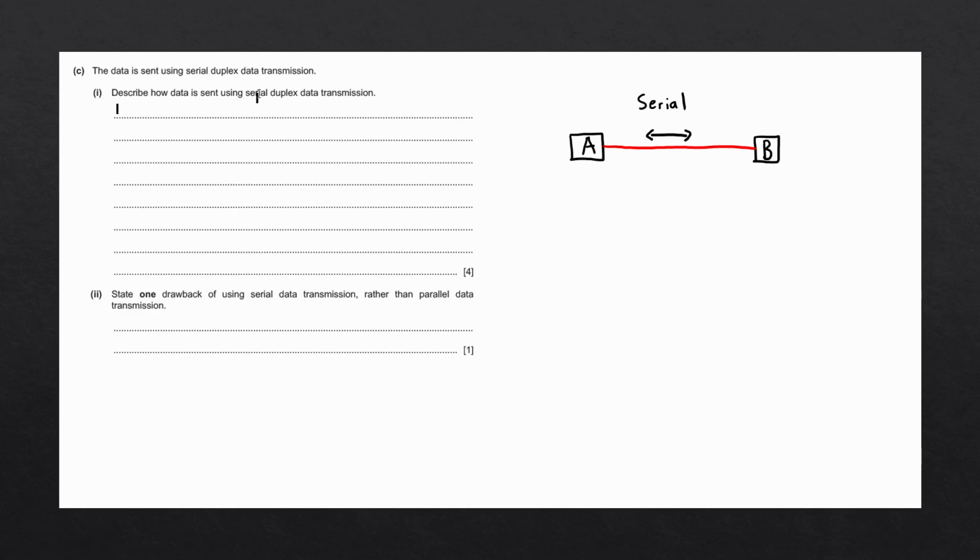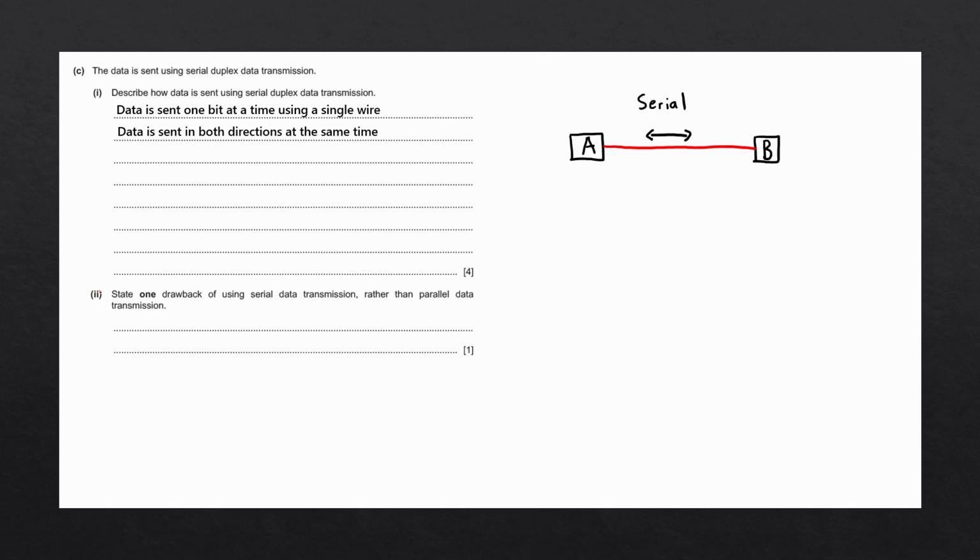First off, referring to serial data transmission, data is sent one bit at a time. And then referring to duplex data transmission, data is sent in both directions and also at the same time. And that would give us 4 marks. 1 mark for saying that data is sent one bit at a time, 1 mark for mentioning a single wire, then 1 mark for mentioning that data is sent in both directions, and 1 mark for saying that data can be sent at the same time.